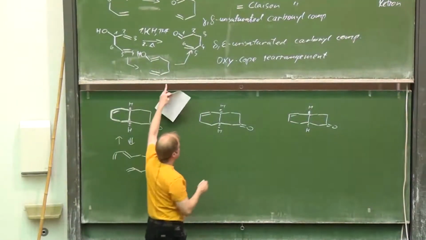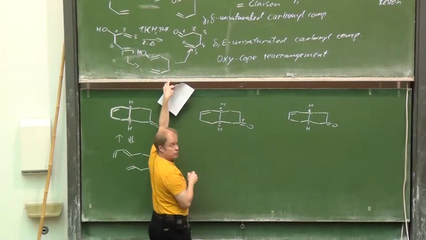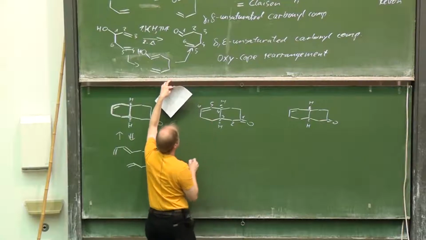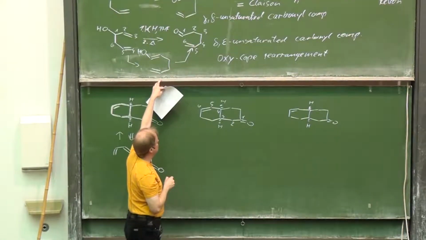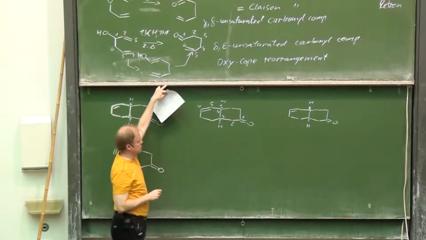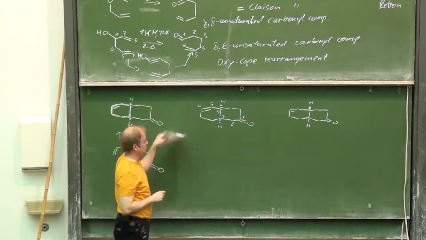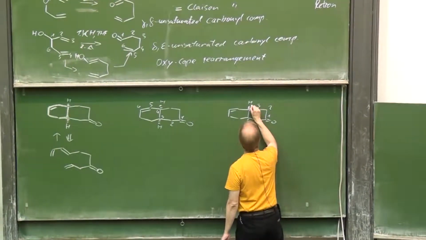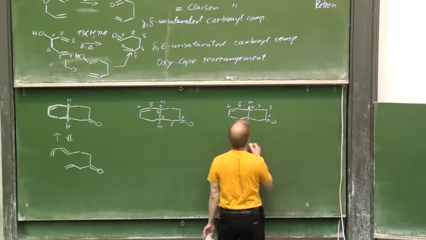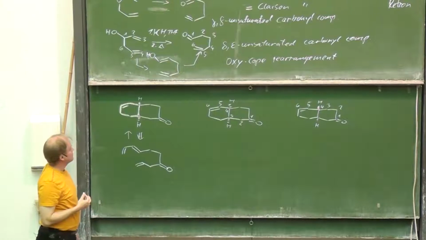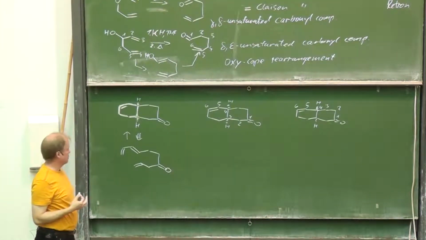So, carbonyl, position 1, 2, 3, 4, 5, 6. Indeed, delta epsilon unsaturated carbonyl group. On the other hand, let's try this way. 1, 2, 3, 4, 5, 6. Once again, another delta epsilon unsaturated carbonyl.